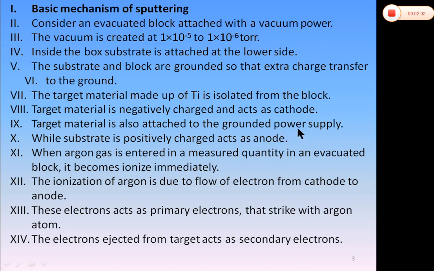We know that in chemistry, the things which contain negative charge we often call cathode, and the positively charged are known as anodes. When argon gas is entered in a measured quantity in the evacuated block, it becomes ionized immediately. The ionization of argon means electrons are extracted out from argon. Argon gives up electrons and forms a cation, argon cations. The ionization of argon is due to the flow of electrons from cathode to anode. Those electrons act as primary electrons. Later we will see what primary electrons are. They collide with argon atoms. The electrons ejected from the target act as secondary electrons.